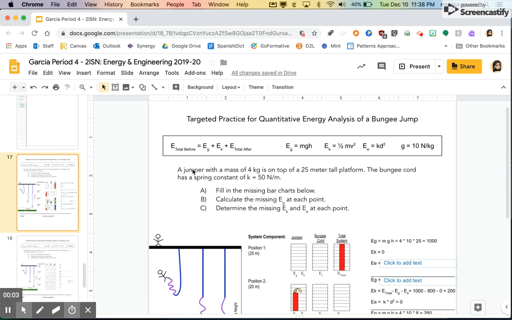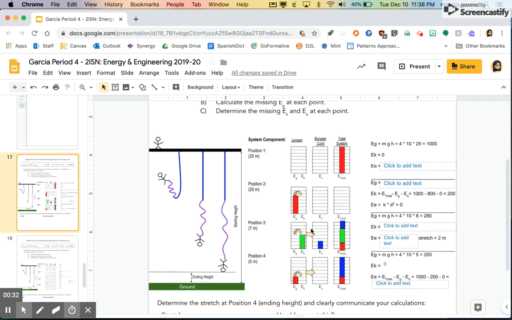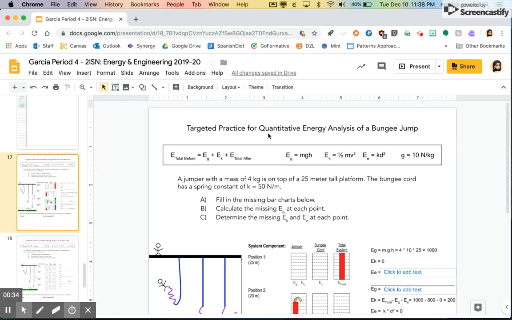So now we're going to practice some quantitative energy analysis. If you notice, the word quantitative stems from the word quantity, right? So now we're calculating the amount of energy in the system. If you recall, the first quiz just covered the energy bar charts. So we were just looking at the proportions of energy in each part of the system. Now we're getting into the actual numbers, actually calculating energy.